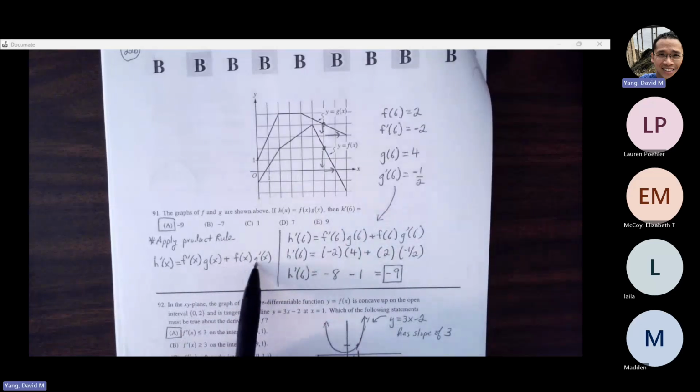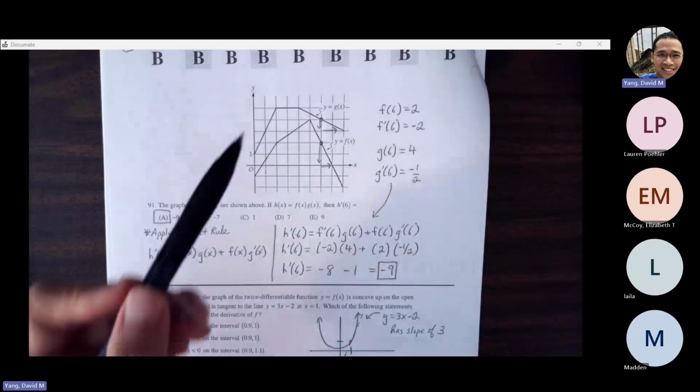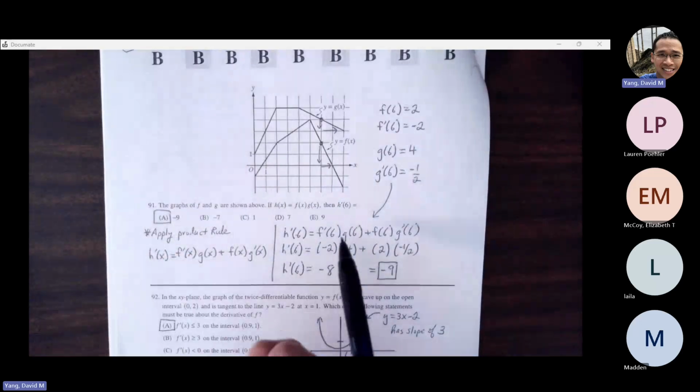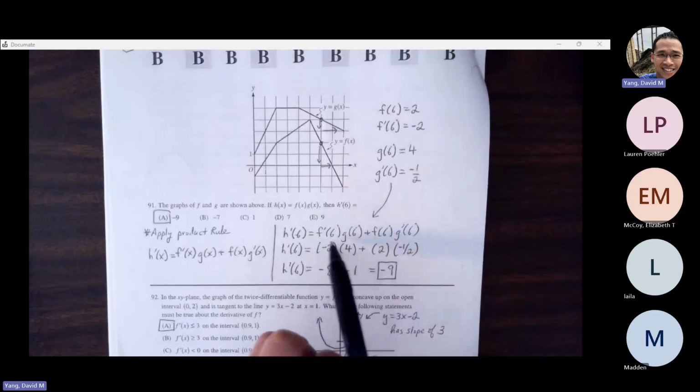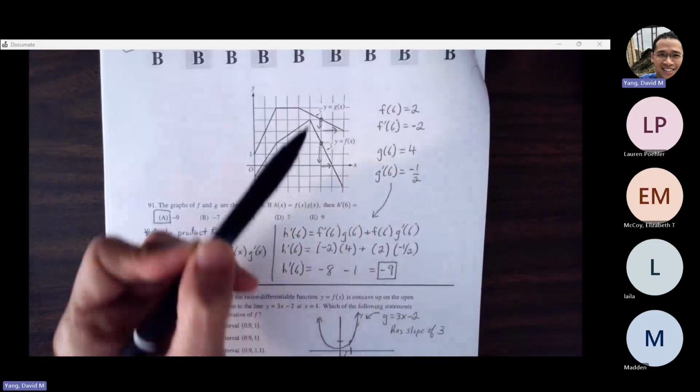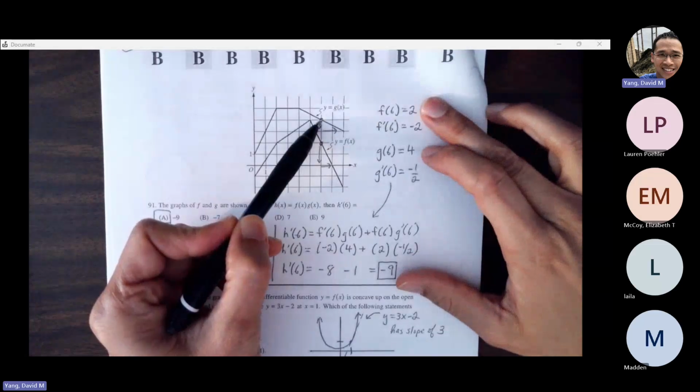f prime g plus f g prime, replace every x with 6. And now we're just pulling data from our graph. Either we're pulling the ordered pair of our f and g, or we're pulling the slope of our f and g at that point. So at 6, my ordered pair for f is 2.